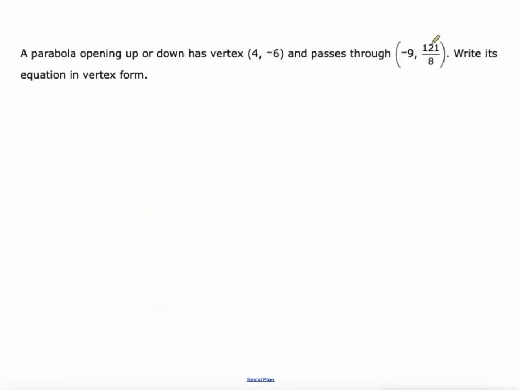All right, here's another one, and I chose this one because it's got that ugly fraction there. It really doesn't change the process at all, though. Here we go. We're going to do our y value, which is 121/8, equals a times our x value, which is -9, minus the x value of our vertex, which is 4, all squared, and then our k value, which is -6. So we just have to solve this equation for a.